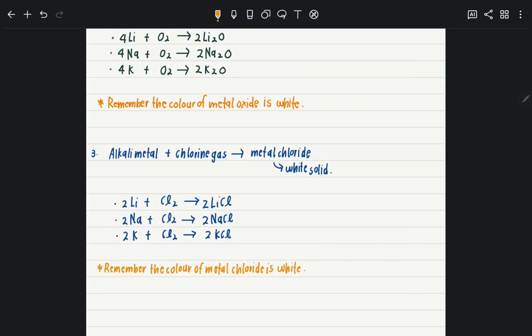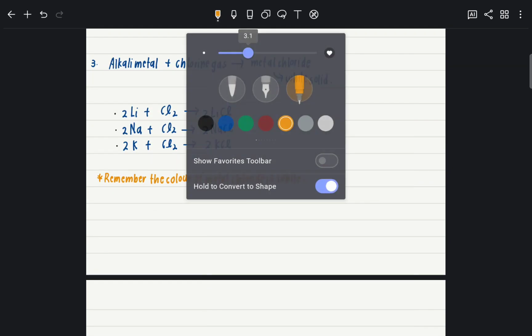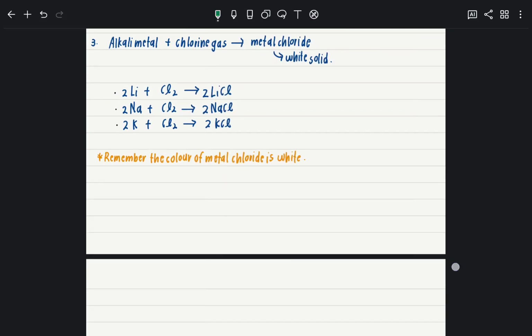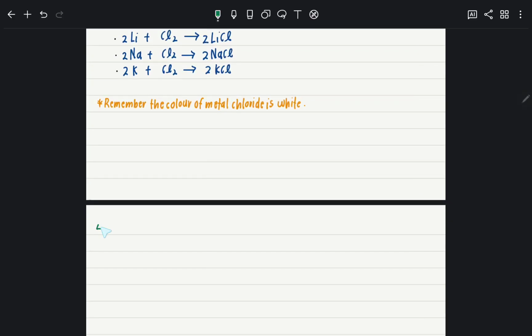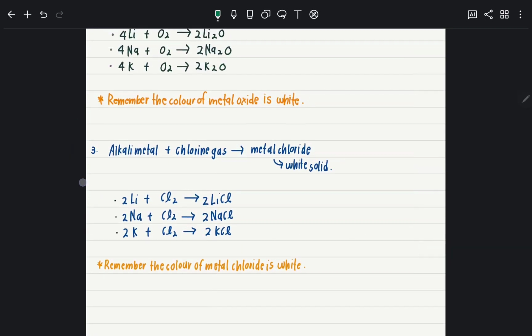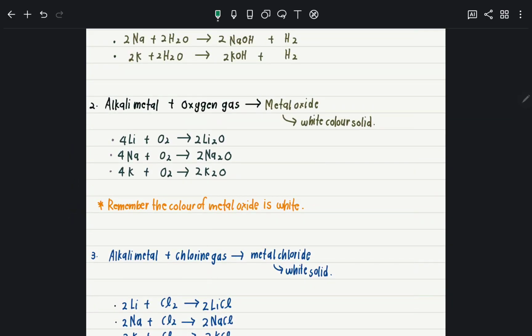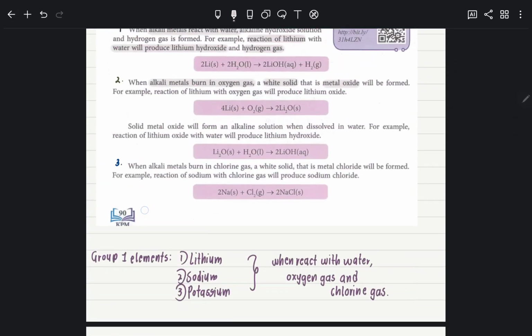But there is another reaction which you learn indirectly. If you do the experiment then you will know. It is number 4 here. Just now, remember, when your alkali metals react with oxygen, they form metal oxide. So what happens if I put this metal oxide into water? That is what this fourth point is about.